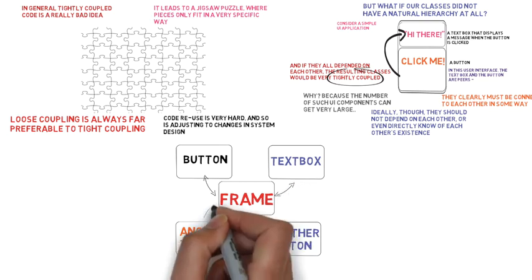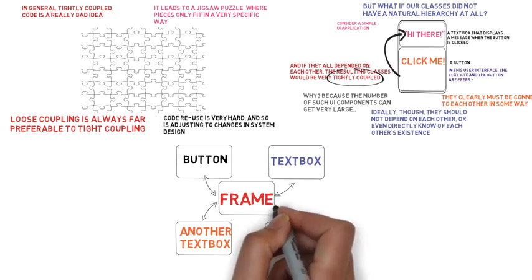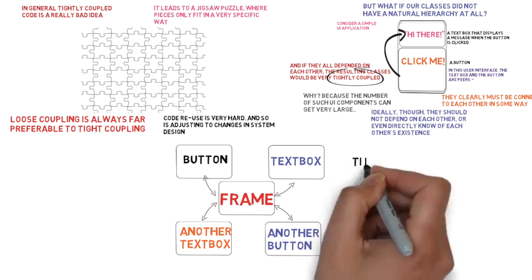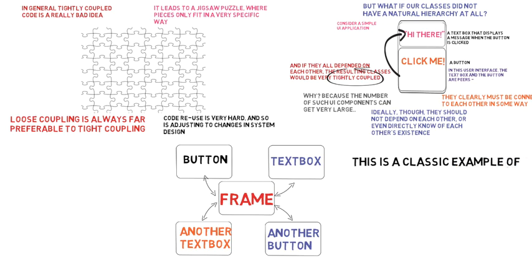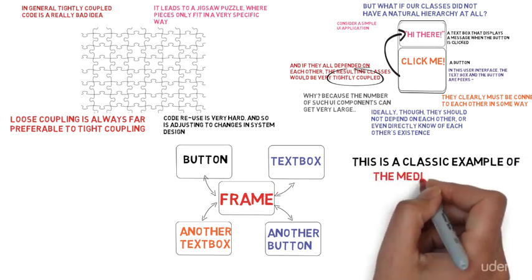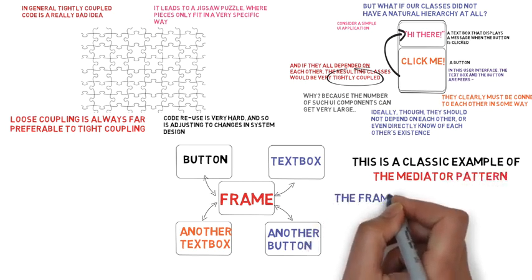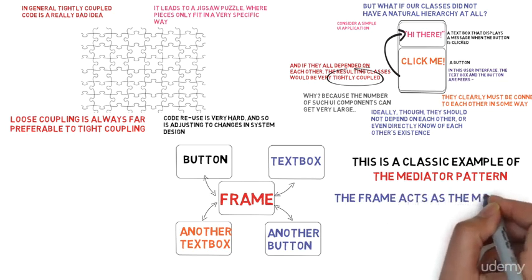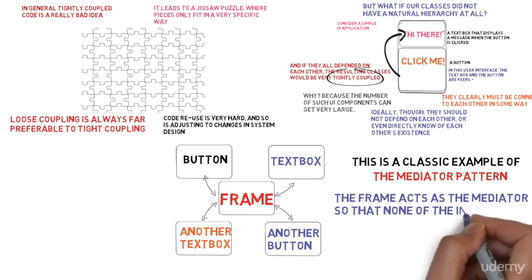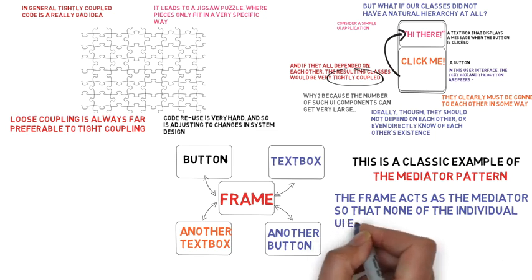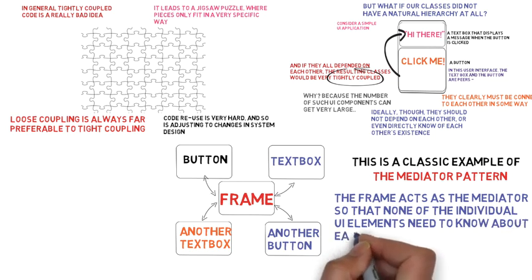All interactions between all these UI controls are basically funneled through this frame. It manages all these interactions, and essentially the button doesn't need to know it's acting on a text box or another button. They're completely independent of each other. This is a classic example of the mediator pattern. It's this frame which acts as the mediator, so none of the individual UI elements need to know about each other. They all live independently, fire the events, and the mediator mediates the interactions.